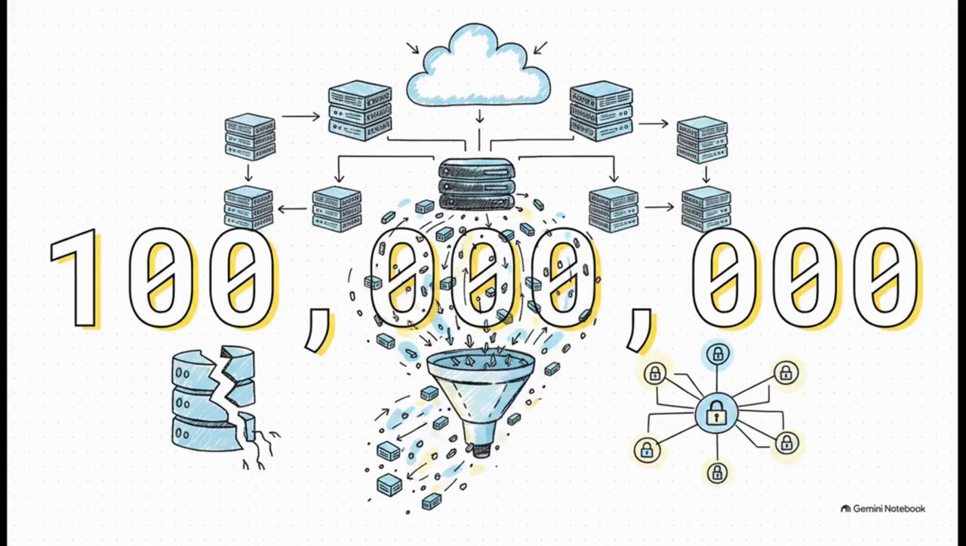You cannot just brute force your way through 100 million users by buying a bigger hard drive or a slightly faster processor. No way! You need to structurally change how your data is stored and retrieved. To survive this, we have to engineer an absolute masterpiece.